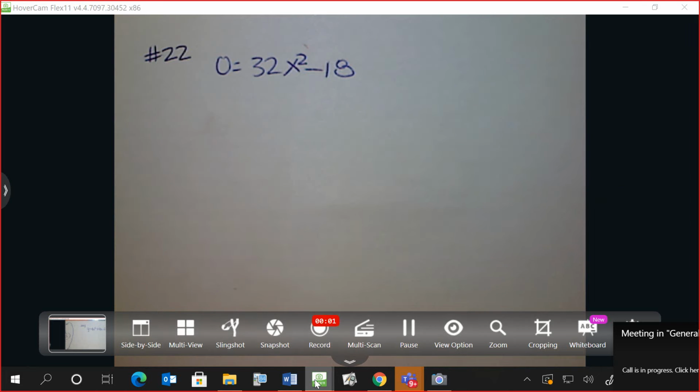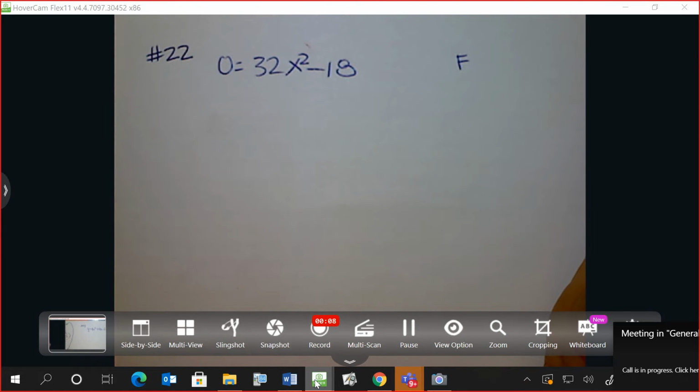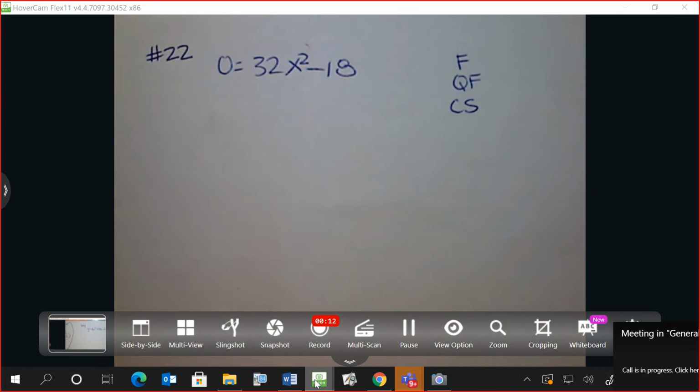In problem 22, we're asked to use algebra to solve the equation. When you're asked to solve, factoring is the fastest way, but it does not always work. Quadratic formula and completing the square will always work. So it's going to be your choice in how you solve, but you must use algebra to verify that you have the correct answers for x.